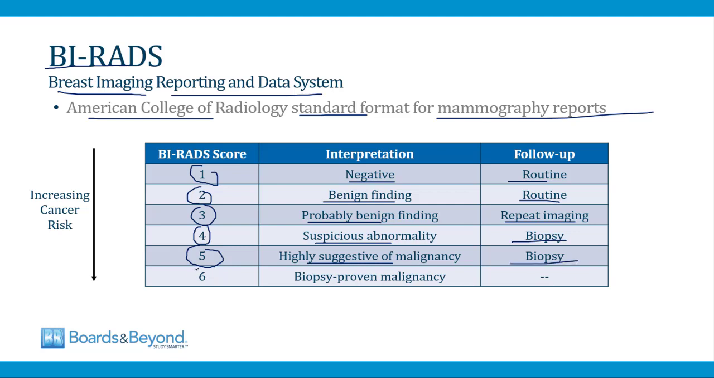And then the last category, BI-RADS 6, is used when a mammogram is performed in a woman who has a biopsy-proven malignancy. So you already know she has malignancy, but you're doing the mammogram as a follow-up test. And the higher the BI-RADS score, the higher the risk that the woman has breast carcinoma.